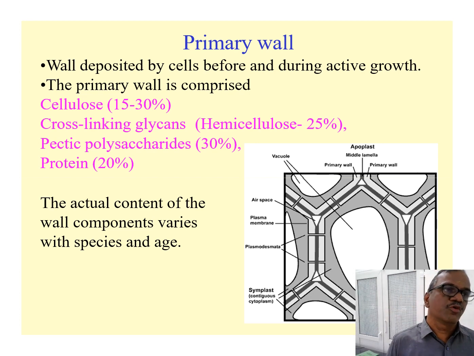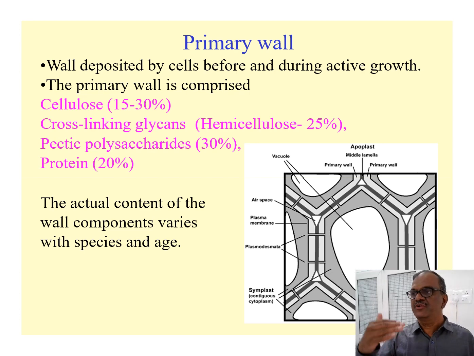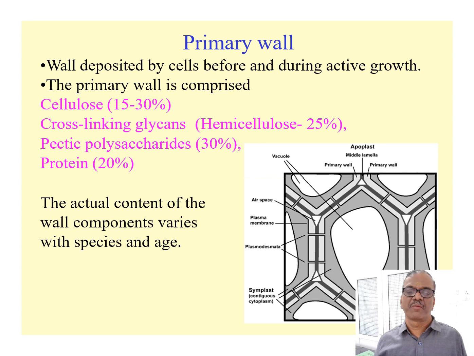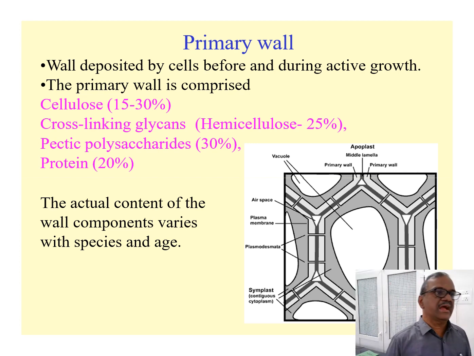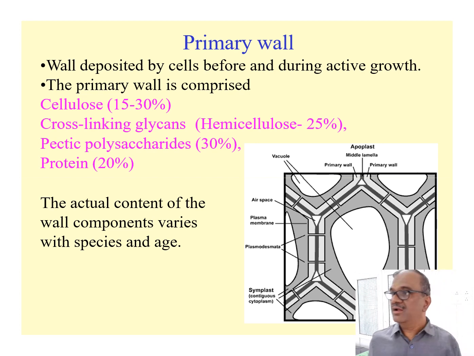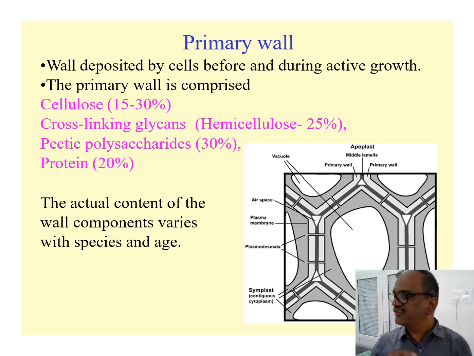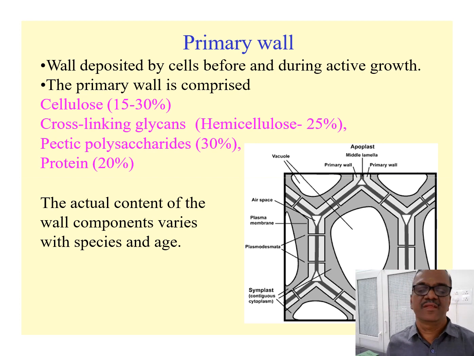So this is mostly present as a rigid layer and deposited in between the middle lamella and the plasma membrane, and during the active growth they are deposited, and then it is making the different sizes in the cells. Okay, the primary wall, what is the composition? There we have seen it is pectic polysaccharides, middle lamella.